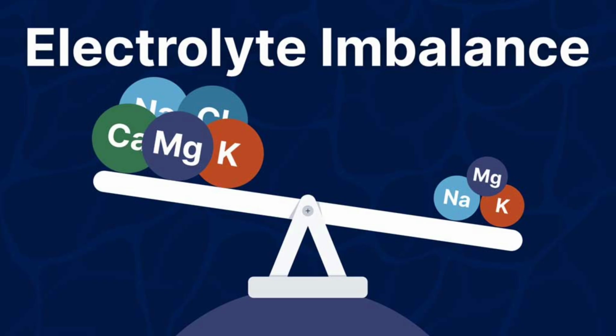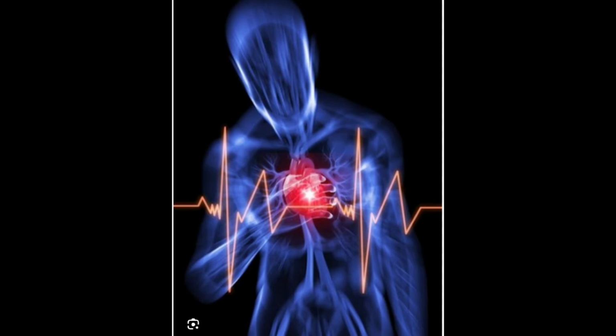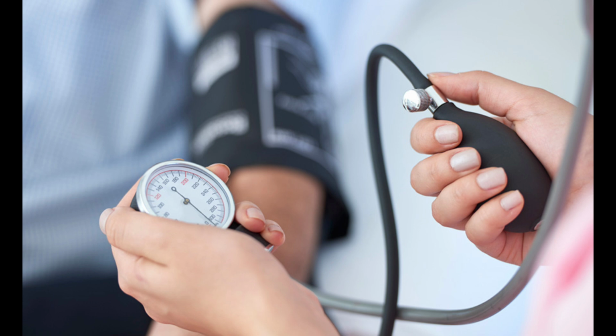There are several factors that can cause or contribute to dysrhythmias. Some of the most common ones include electrolyte imbalances, especially potassium, calcium, and magnesium levels. Heart disease, such as coronary artery disease, previous heart attacks, and structural abnormalities, can all disrupt the heart's rhythm. And high blood pressure. This puts extra strain on the heart, increasing the risk of electrical disturbances.